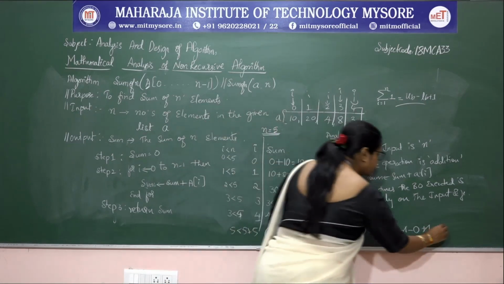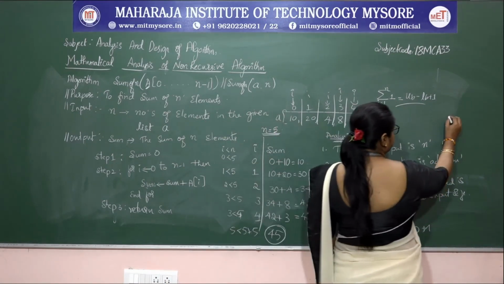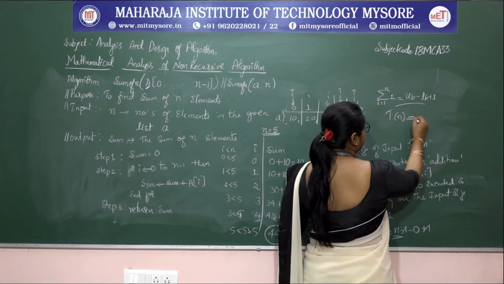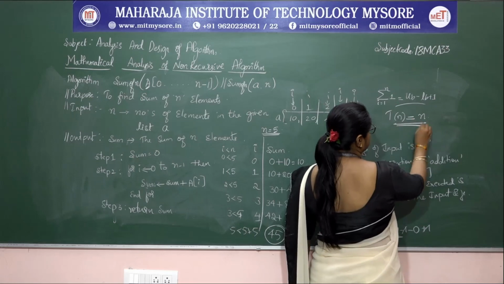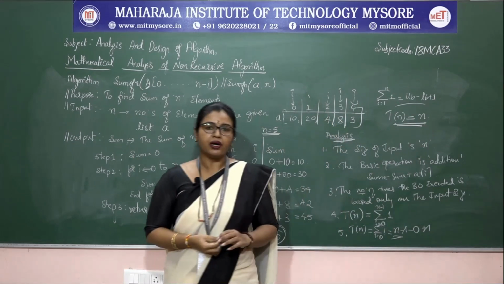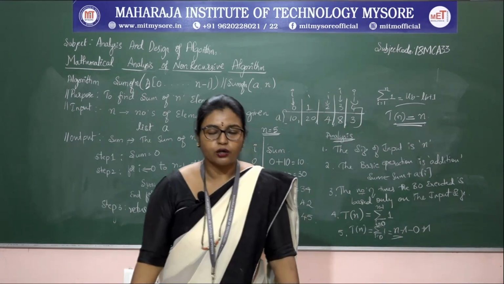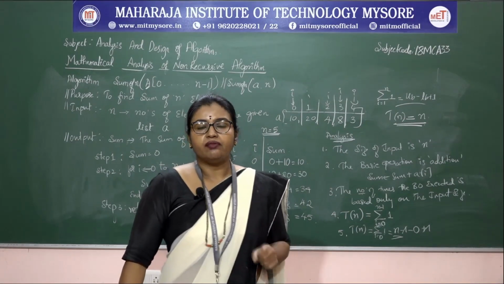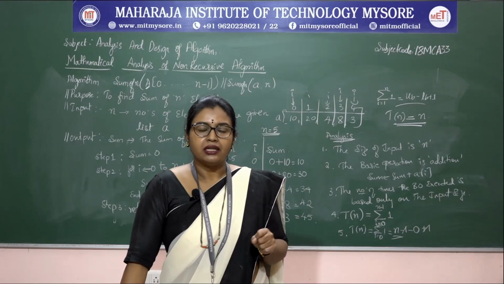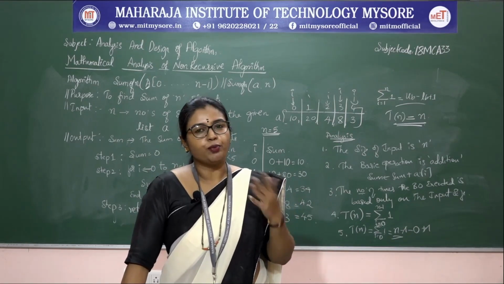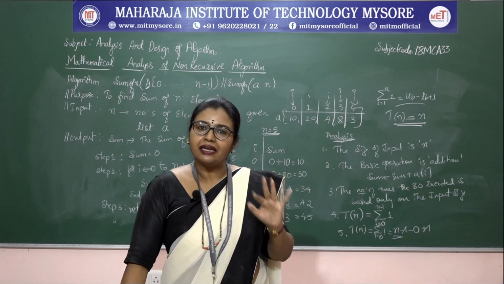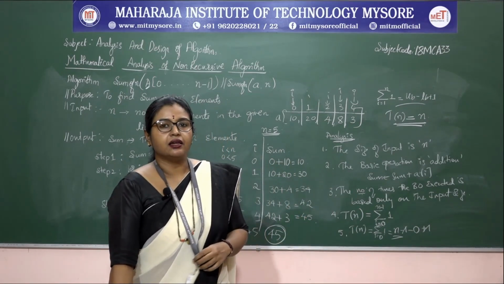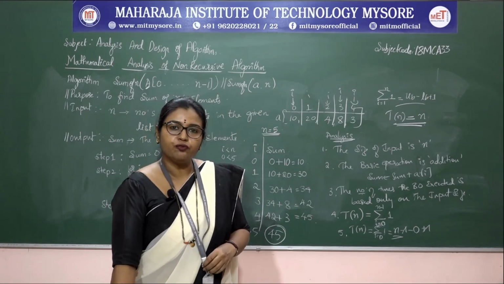T of n is equal to n times. That is nothing but the time efficiency of the given algorithm is n times. That means for the given n inputs, the basic operation is going to be performed n times. This is how we can analyze the algorithm for any kind of problem.